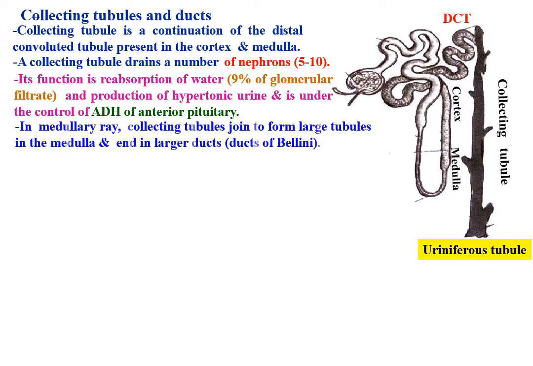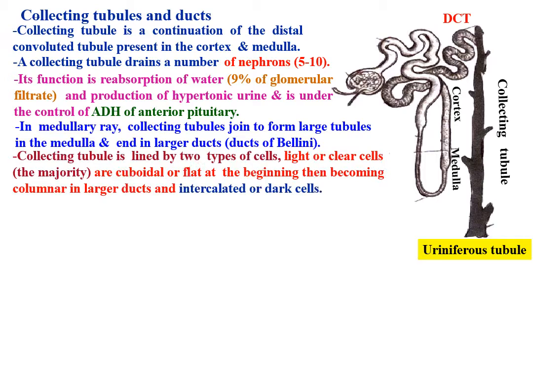In the medullary ray, tubules join to form large tubules in the medulla. They end in larger ducts, ducts of Bellini. A collecting tubule is lined by two types of cells. Light or clear cells are cuboidal or flat at the beginning, then becoming columnar in larger collecting ducts.